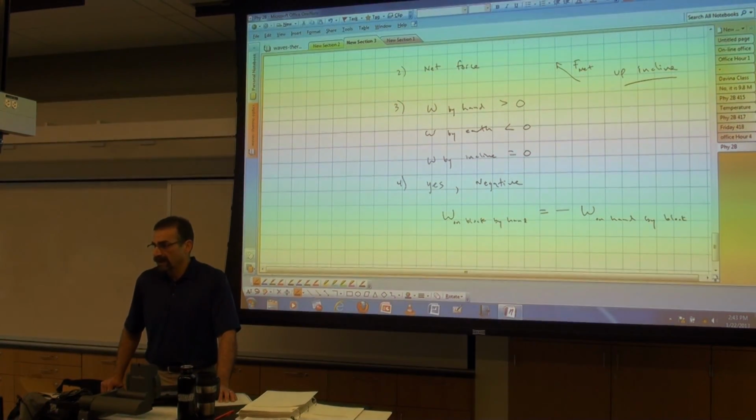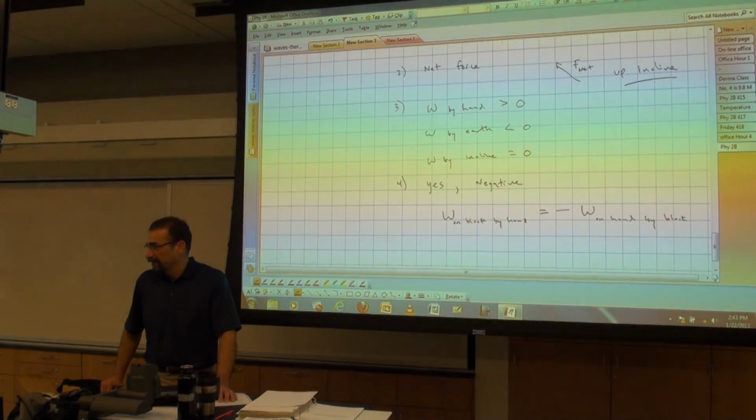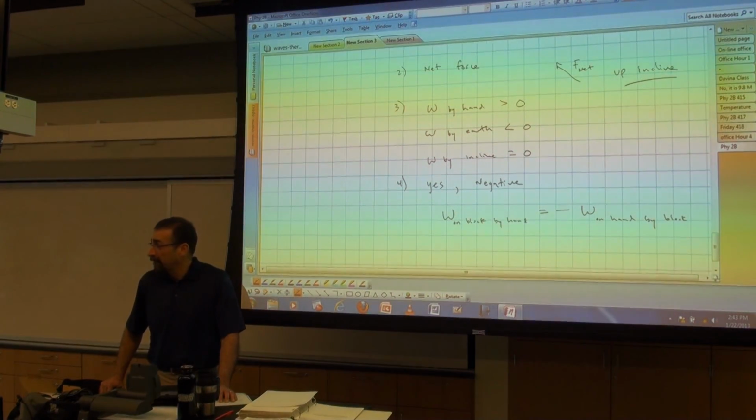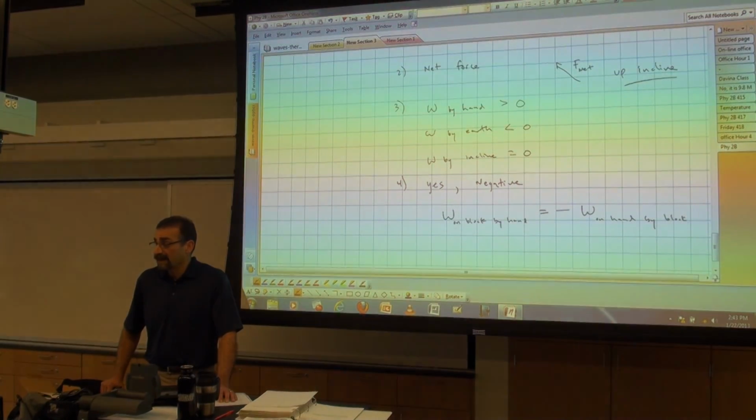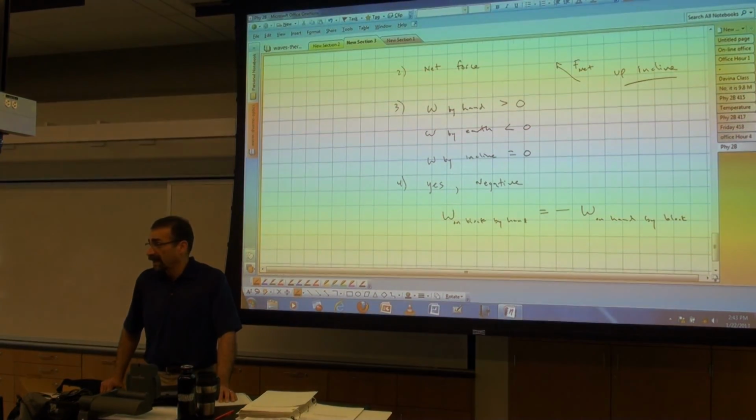Is there net work being done on this block? Is its kinetic energy changing? Yeah, it's speeding up. Isn't that what they told us? It's speeding up, so its kinetic energy is changing. So there has to be net work being done on it.